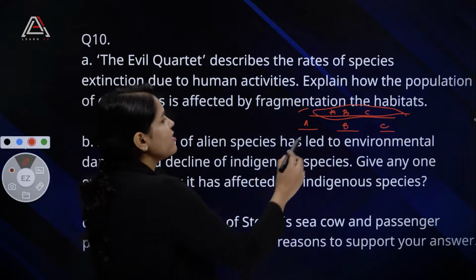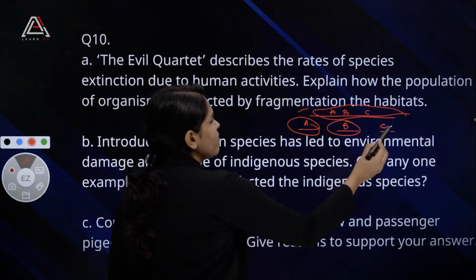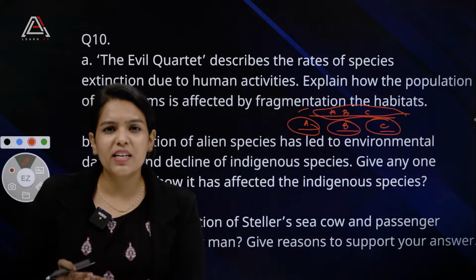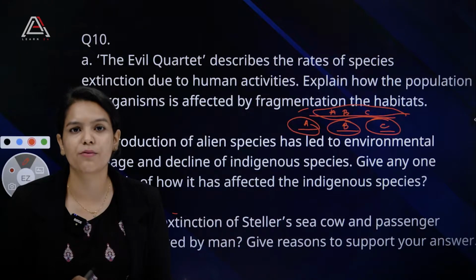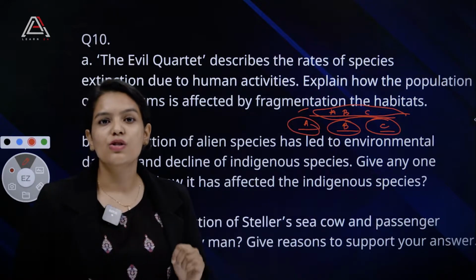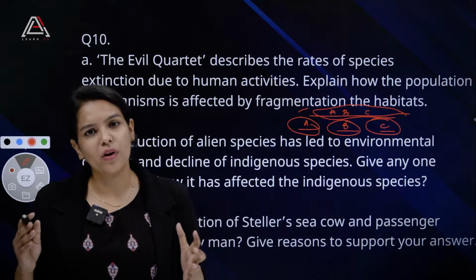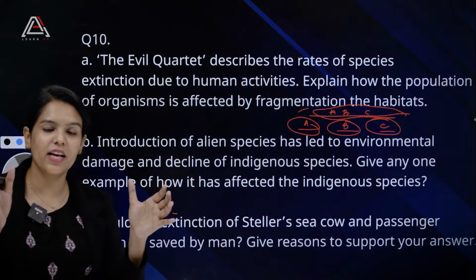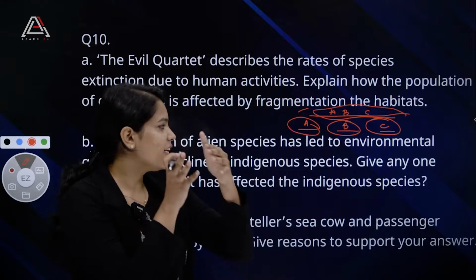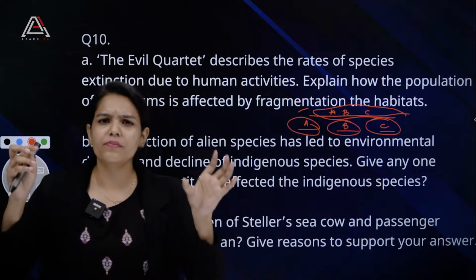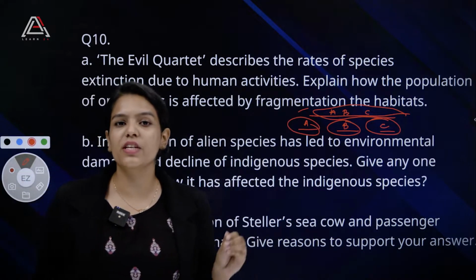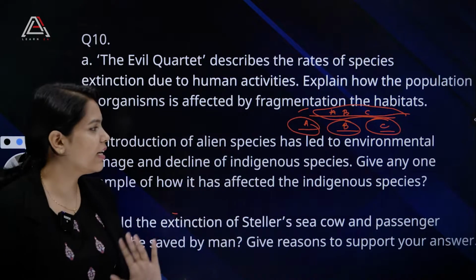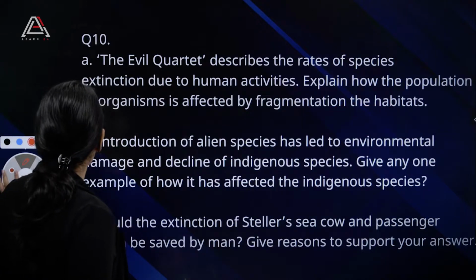But as soon as they are fragmented, what happens? Those resources become limited and their survival becomes hard. So what is happening? Eventually their population will decline. So you just have to explain about this, that if they are getting fragmented, then they won't get enough resources. So eventually what happens? The population will decline. Okay, perfect. You have to answer that.